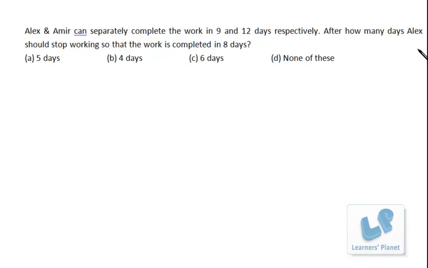Now, Alex is leaving the work, but Amir is doing the work for the complete 8 days. The work is taking 8 days to get completed, which means for the complete 8 days, Amir is working. The capacity of Amir is 1 by 12 work per day, isn't it? So if he is working for the complete 8 days, he alone can finish 2/3 of the work, isn't it?